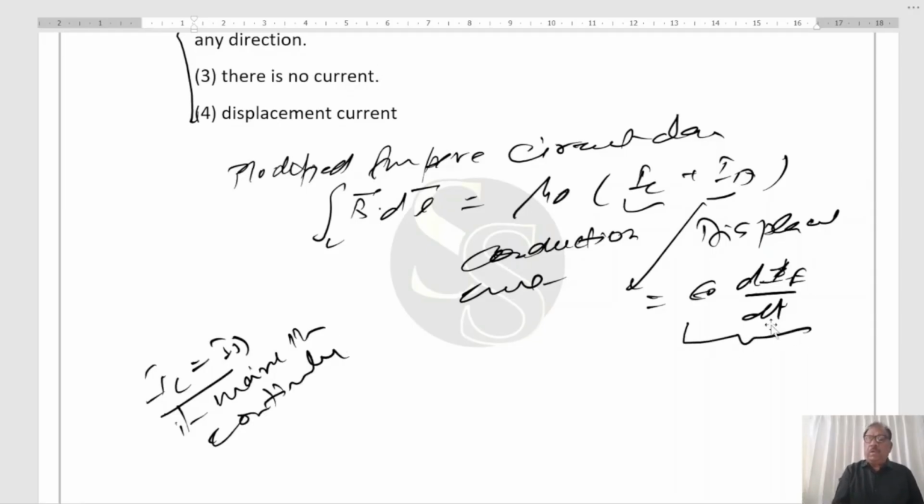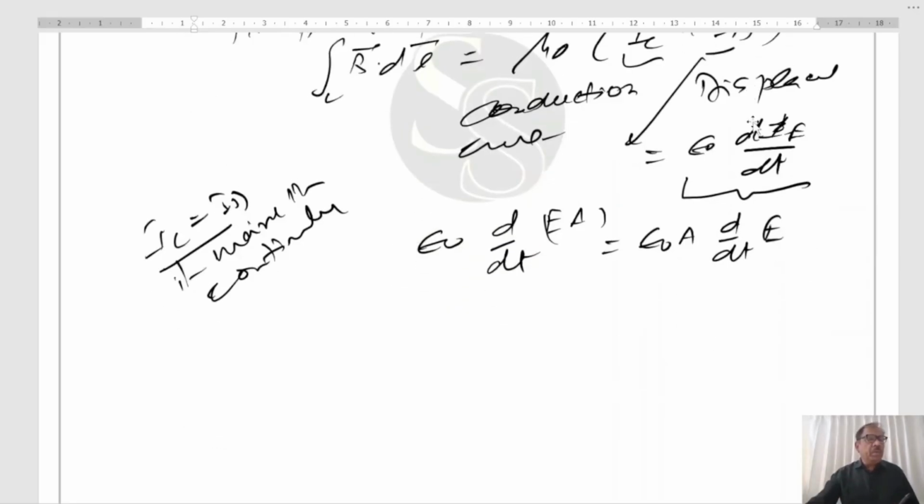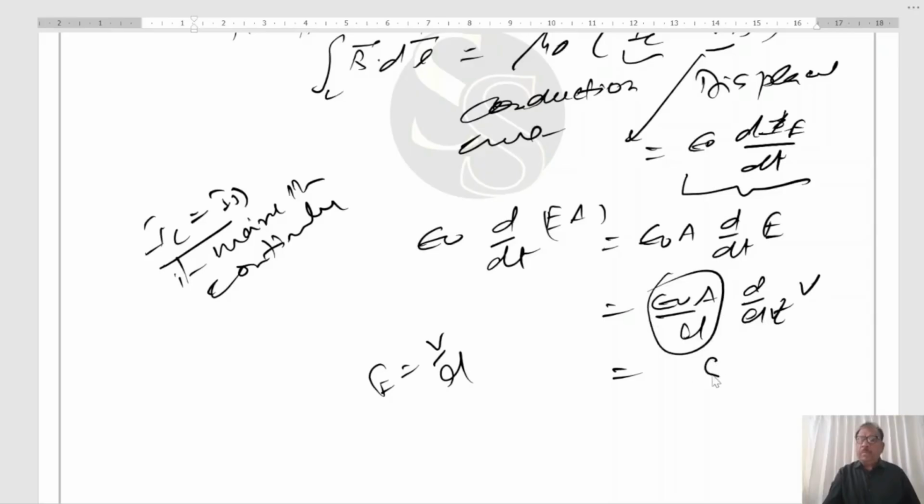Another formula for this: I'm going to write epsilon naught d phi_E by dt, where phi_E is E into A. Epsilon naught A taken common, d by dt of E. Then this will come out to be epsilon naught A, E equal to V by d. Epsilon naught A by d is the constant, times dV by dt. This is for a parallel plate capacitor, epsilon naught A by d times dV by dt, that is equal to the displacement current.